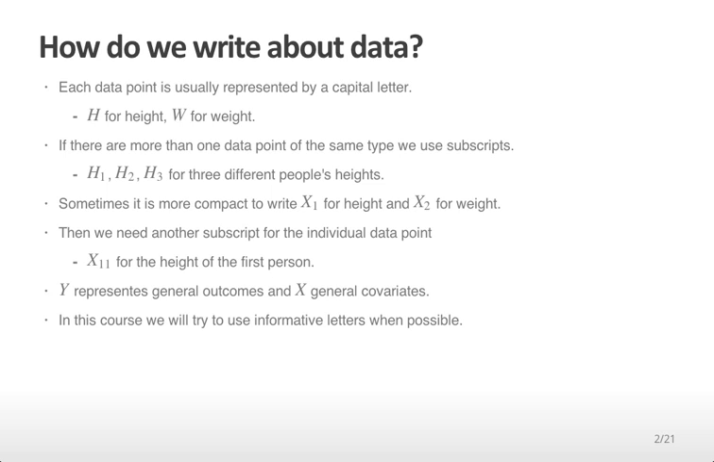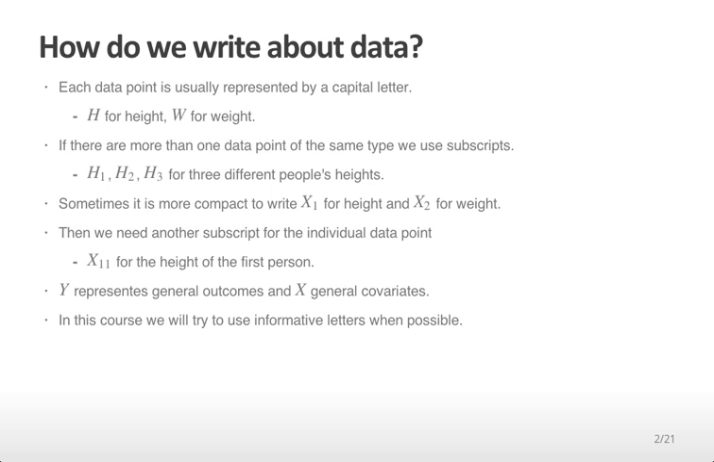Each data point is usually represented by a capital letter, and we try to make these letters representative when possible. So for example, you use a capital H for height or a capital W for weight. If there are more than one data point of the same type, we use subscripts. So for example, if we have three different people's heights, we might label them H with the subscript 1, H with the subscript 2, and H with the subscript 3.